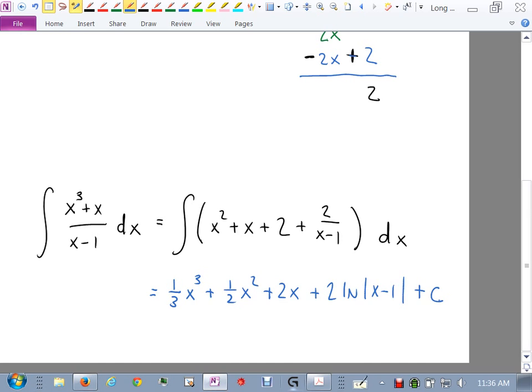So this would have been very difficult to just go after without this long division. So long division is just another tool we have in our toolbox now. We will apply long division anytime we're kind of stuck and the numerator's degree is greater than or equal to the denominator's. All right.